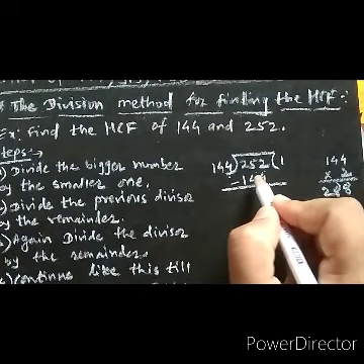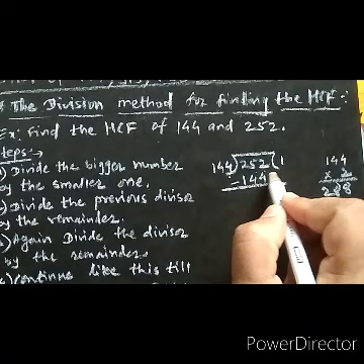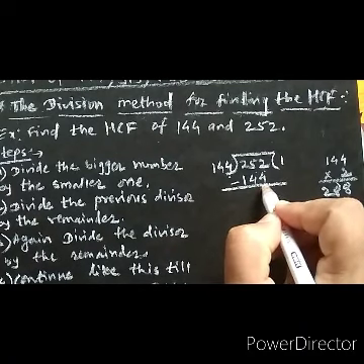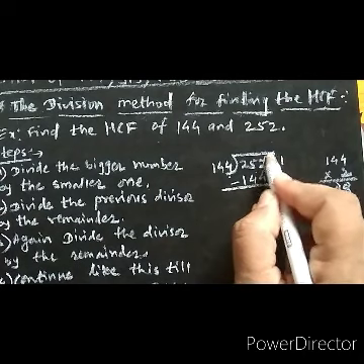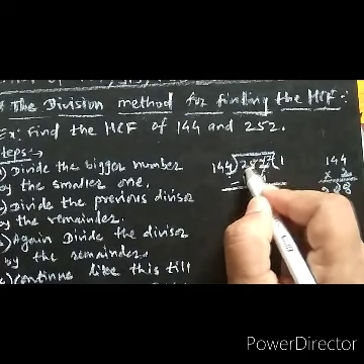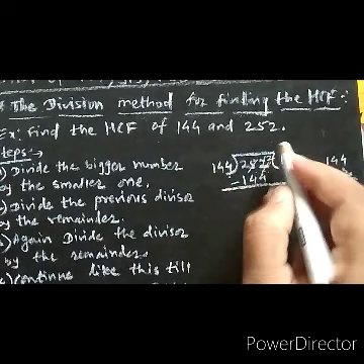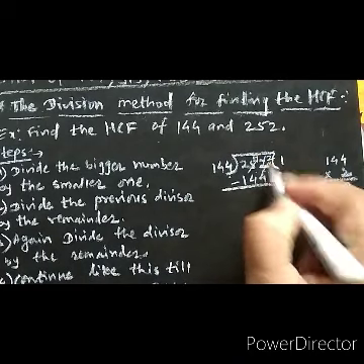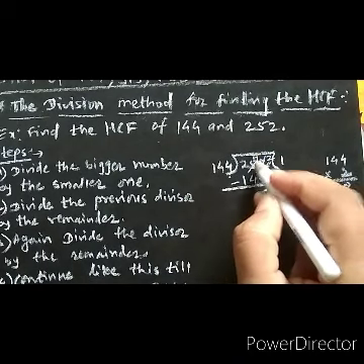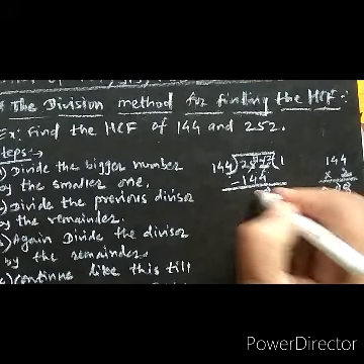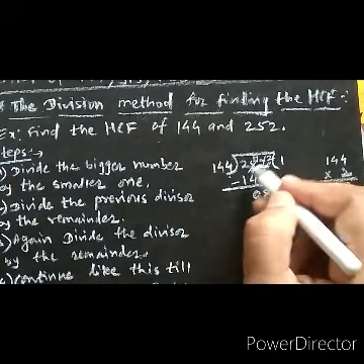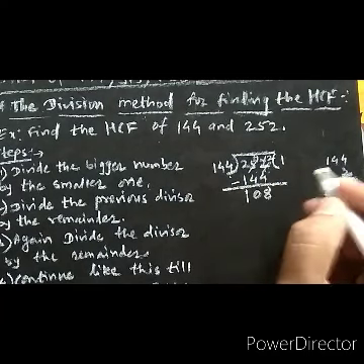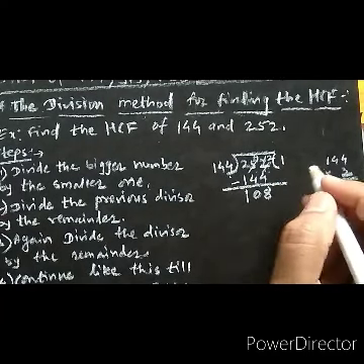Now we have to do subtraction. 252 minus 144. Here 4 cannot be subtracted from 2, so we get 12 by taking a borrow from 1. So here we got 12 and here we got 4. 12 minus 4 is 8. 4 minus 4 is 0. And 2 minus 1 is 1. Now we got 108.